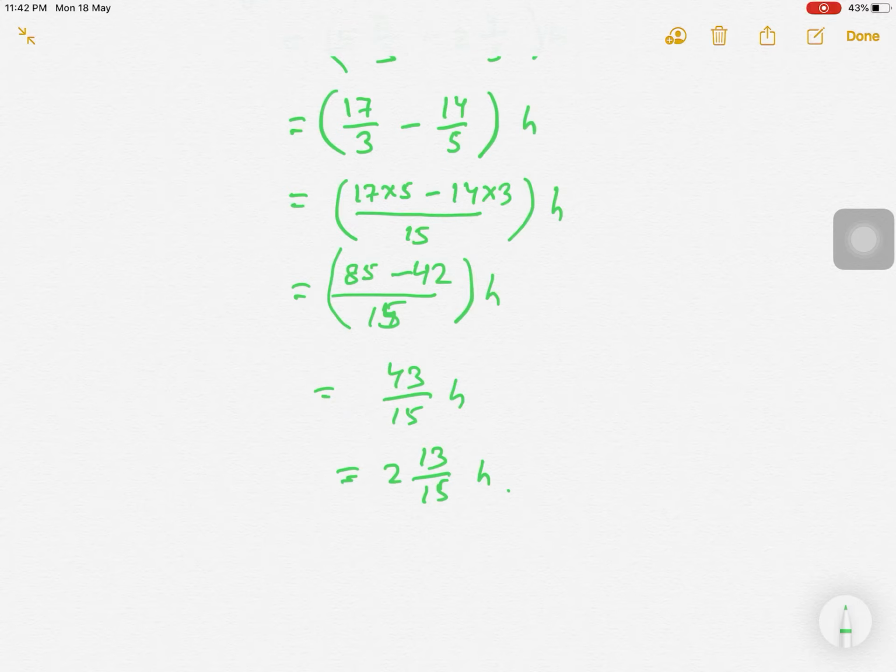So in this way we have learned about different types of fractions, how to compare fractions, and how to add and subtract fractions. So we shall meet again in the next video, when we shall discuss some more operations on fractions.